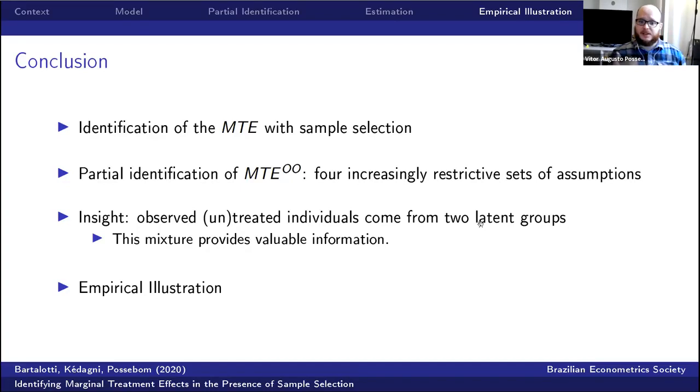Our insight is basically that we can write the conditional distribution of wages given employment and the latent heterogeneity variable as a mixture. And this mixture provides a lot of information about the target parameter.